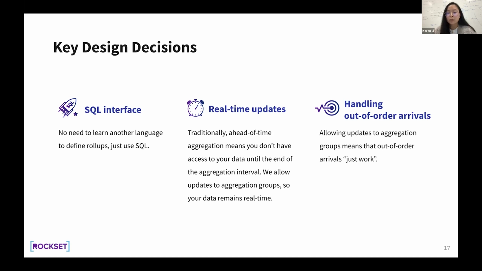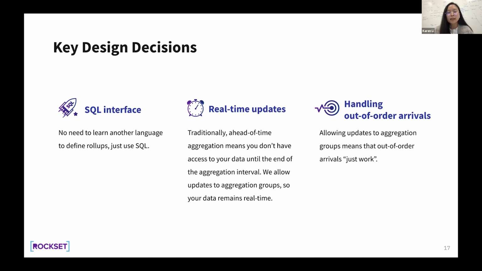The second point is that we wanted to keep the real-time nature of your data, even when you use Rollups. The traditional ahead of time aggregation approach means that you actually don't have access to your data until the end of the aggregation interval, because you need to look at all of the data to know how to merge it correctly. Rockset takes a different approach where we actually do allow updates to aggregation groups.